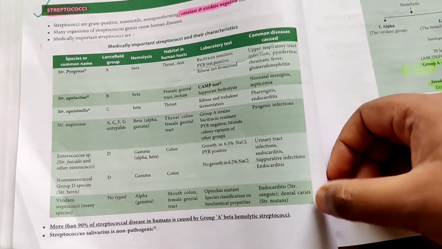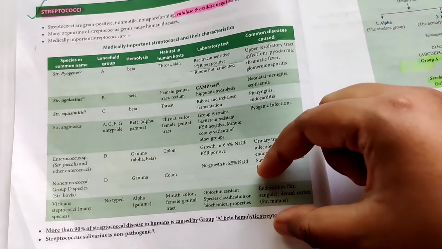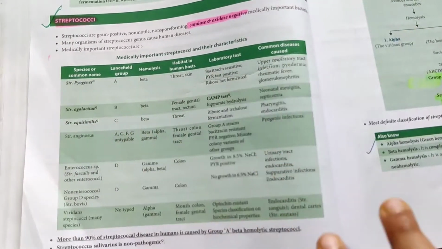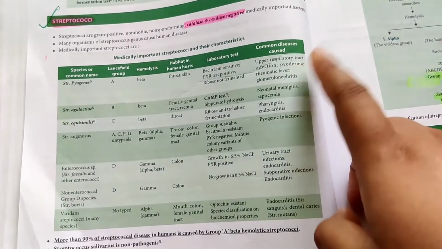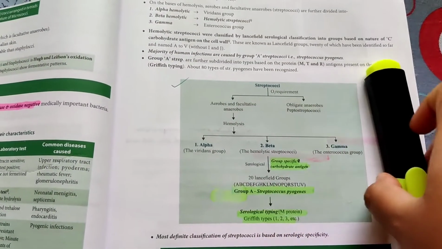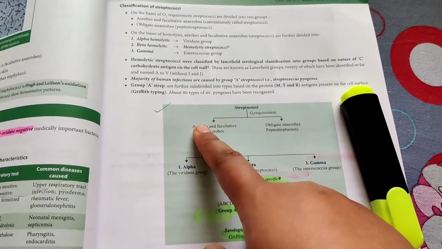So for endocarditis, there is a classification altogether for endocarditis bacteria. I'll be giving you that also. Just take a look at this. Neonatal meningitis is Streptococcus agalactiae, CAMP test positive. So there is a separate classification for streptococci altogether.